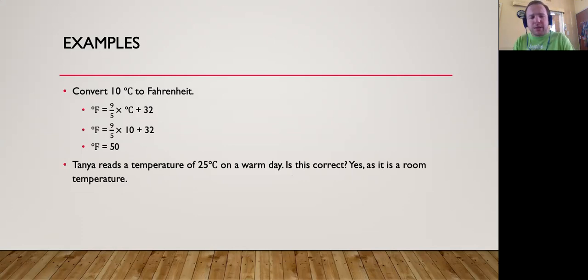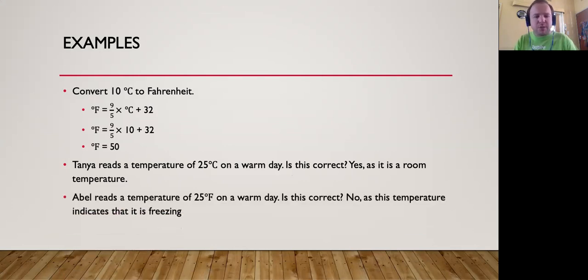All right. Now, let's ask the same question, but change it to Fahrenheit. Abel reads a temperature of 25 degrees Fahrenheit on a warm day. Is this correct? You'll notice that 32 degrees Fahrenheit is freezing, which means 25 is less than that, so it is below freezing point. So if I get a reading of 25 degrees Fahrenheit on a warm day, it means the thermometer is measuring incorrectly or is not working properly. So 25 degrees Fahrenheit is actually a very cold temperature.